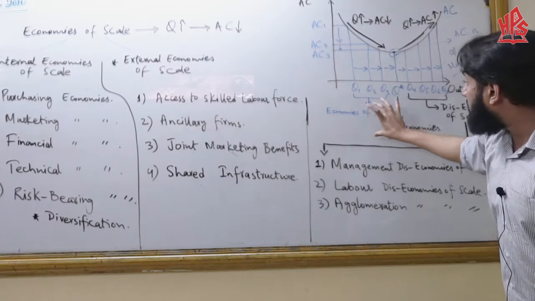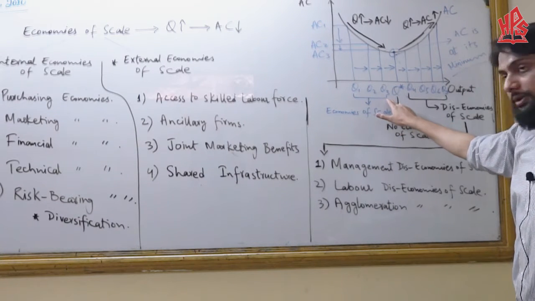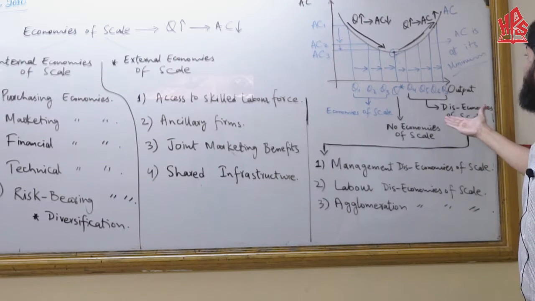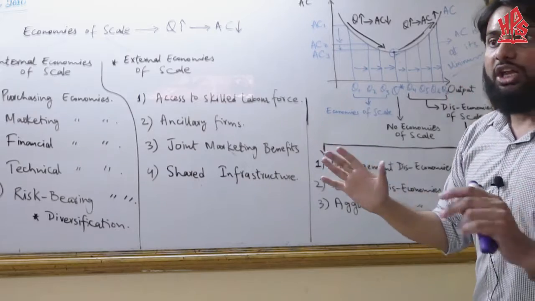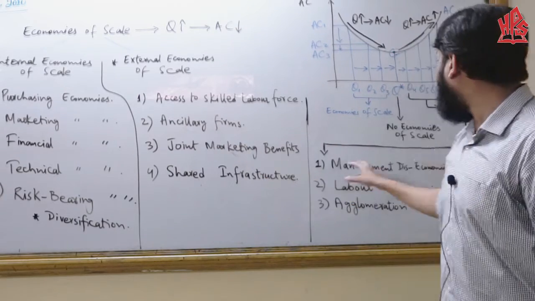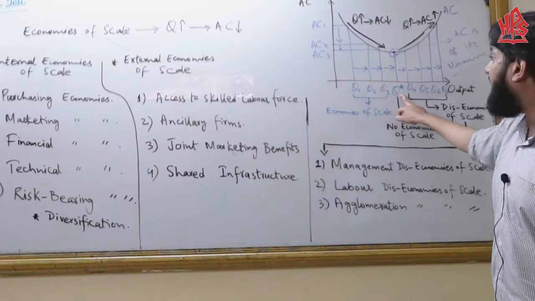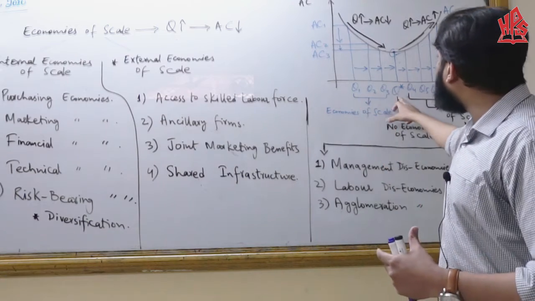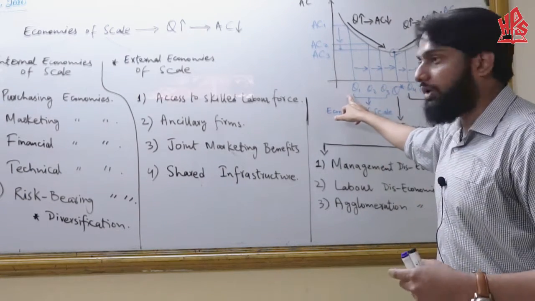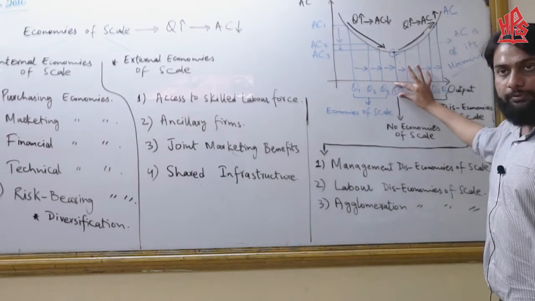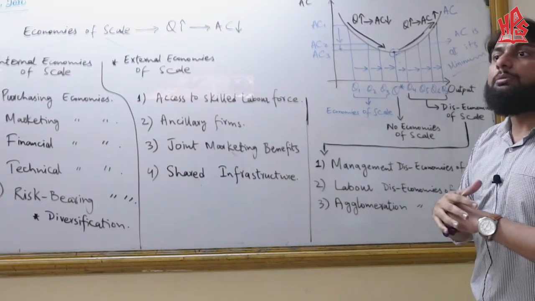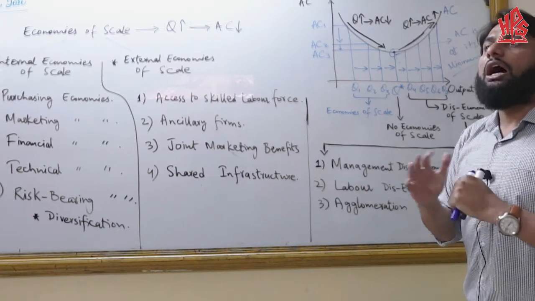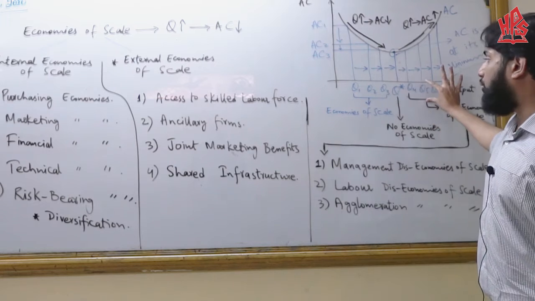So we have now economies of scale from Q1 to Q3, diseconomies of scale from Q4 to Q7, and no economies of scale at Q star. I will repeat, no economies of scale at Q star. It means that we do not have a benefit by moving from this point forward or this point backward. If we are at this point, we do not have any cost benefit. We cannot decrease our cost of production if we move forward.